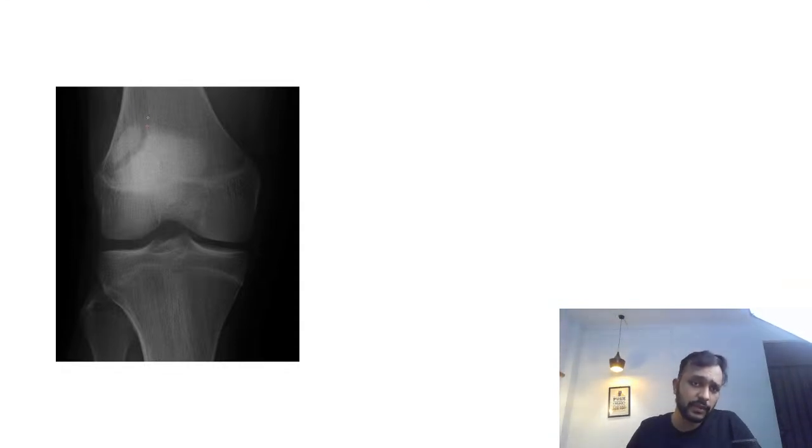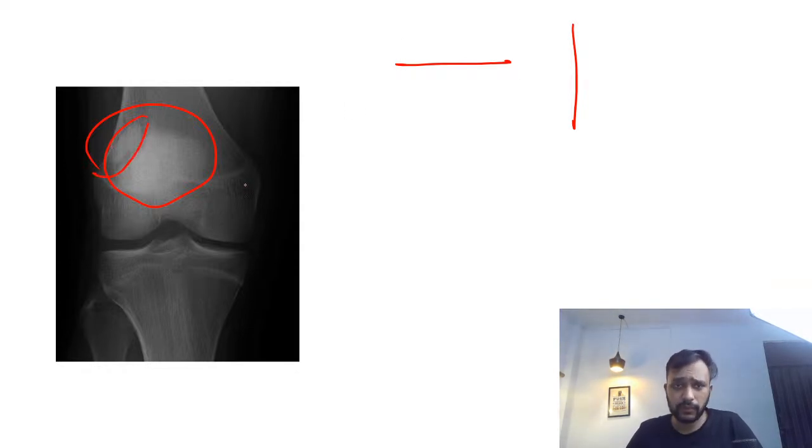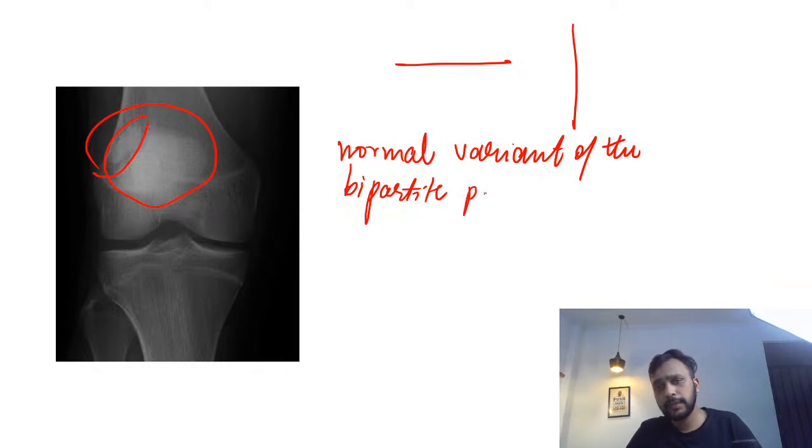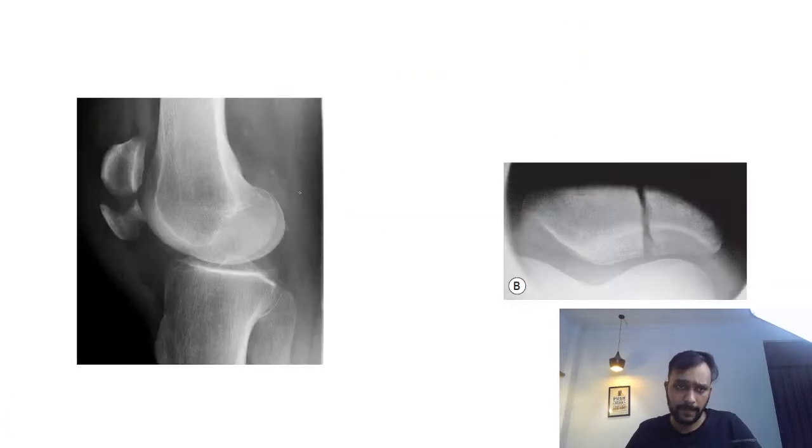So guys, this is not a fracture of the patella. Just remember that fractures of the patella are always horizontal or vertical. Fractures of the patella are rarely oblique. So this is a normal variant of the patella, which is known as bipartite patella. This is nothing but just a normal variant of the patella.